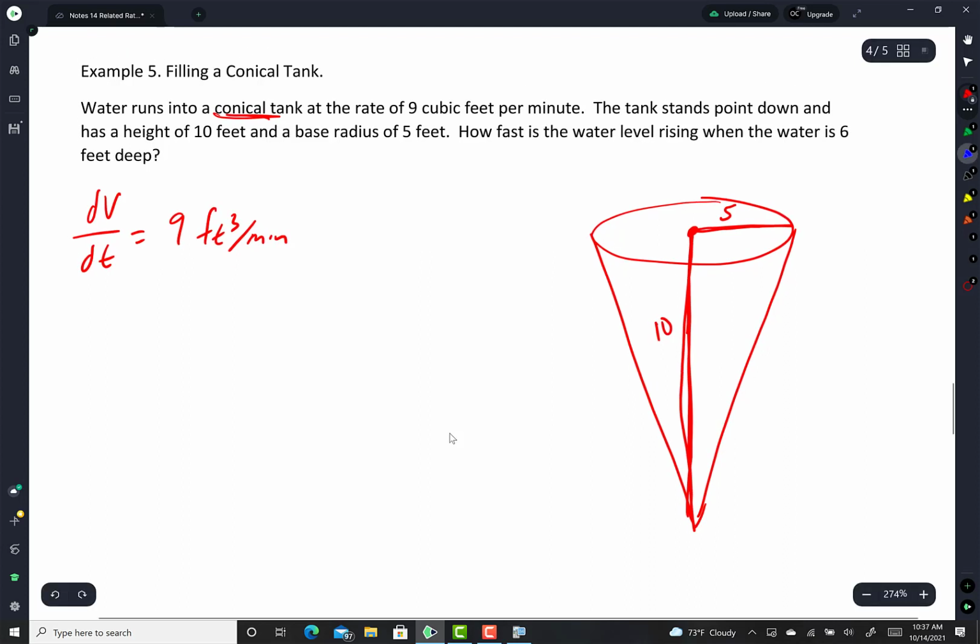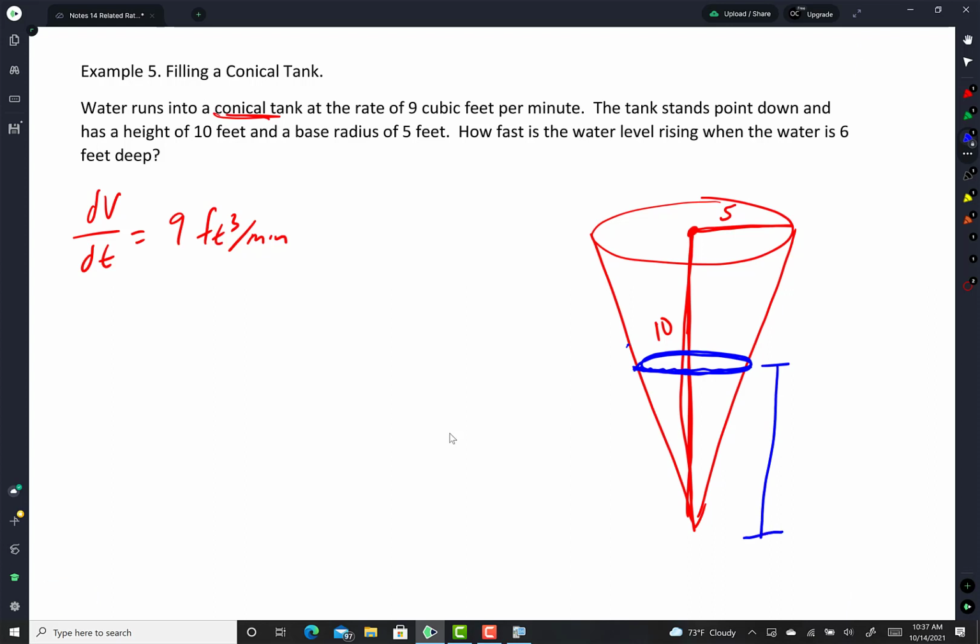Now I have water in there. How fast is the water level rising when the water is 6 feet deep? So here's the water. Of course it's wavy there, but there's the water, and this is how deep the water is. I'm going to call that h. We can call it whatever we want. We can call it W. Are we okay?